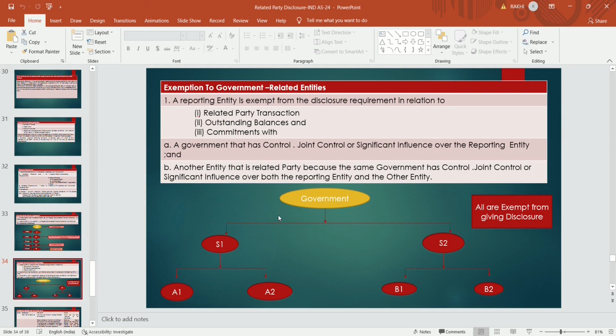Suppose the government is the holding company, and two subsidiaries S1 and S2 are the reporting entities. S1 has associate 1 and associate 2, and S2 has joint venture 1 and joint venture 2. They are all exempt from the disclosure requirements because they belong to the government company; they are in the same group. So if the government holds, controls, or has significant influence over the reporting entity, then that entity is exempt from the disclosure requirements of Ind AS 24. So they don't need to disclose.